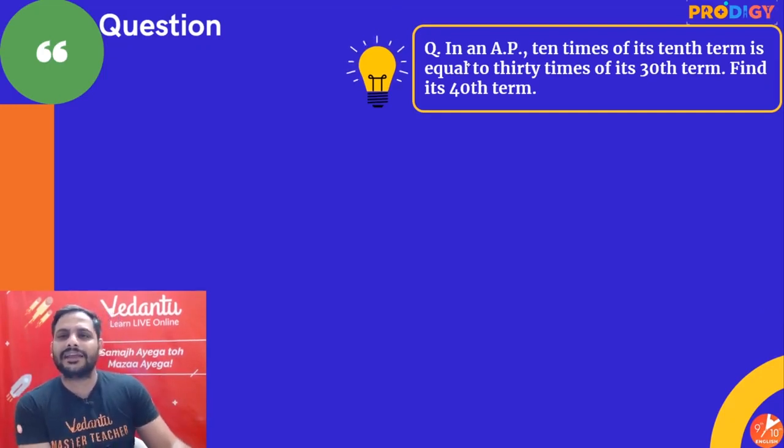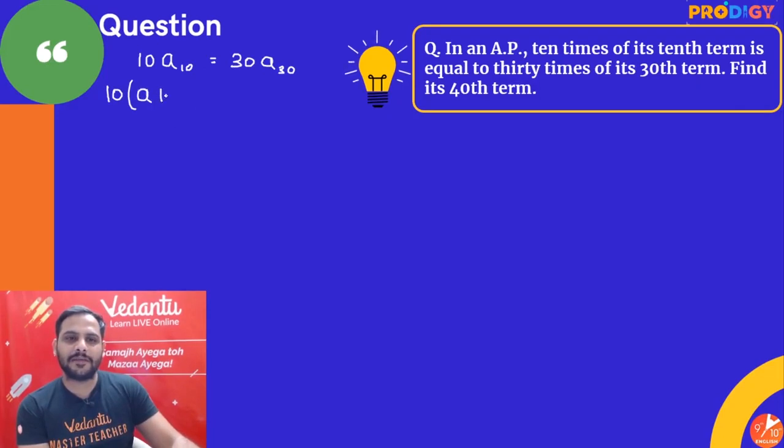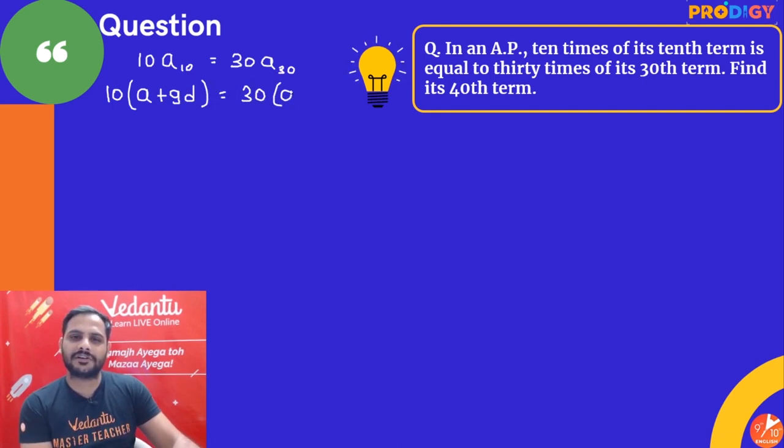Okay, now here, in an AP, 10 times its 10th term is equal to 30 times its 30th term. Find its 40th term. So they have clearly told that 10 times the 10th term is equal to 30 times the 30th term. Let's use the formula. So 10 times the 10th term will be a plus 10 minus 1, 9d, and 30 times the 30th term will be a plus 30 minus 1, 29d. Alright, I can cancel the 0 with the 0. 30 by 10 is 3 only, right?